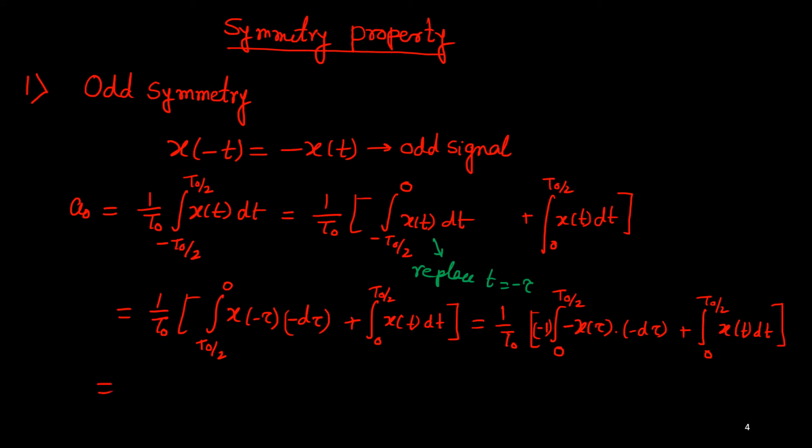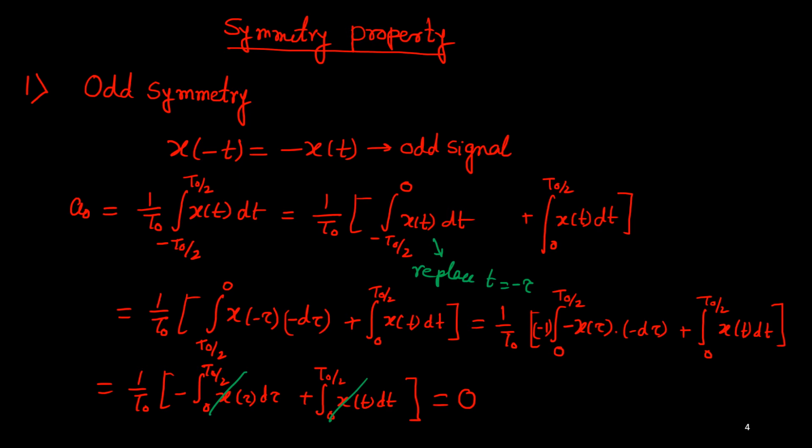So you see, this is minus 1, minus 1, 3 times, so it is negative. And it is 0 to t naught upon 2, x of tau d tau, and this one is 0 to t naught upon 2, x of t dt. So here t is the dummy variable, here tau is the dummy variable, but the same integration. One is positive, one is negative. So obviously they will cancel. So this will become 0. So if it is an odd symmetry, a naught is 0, right?